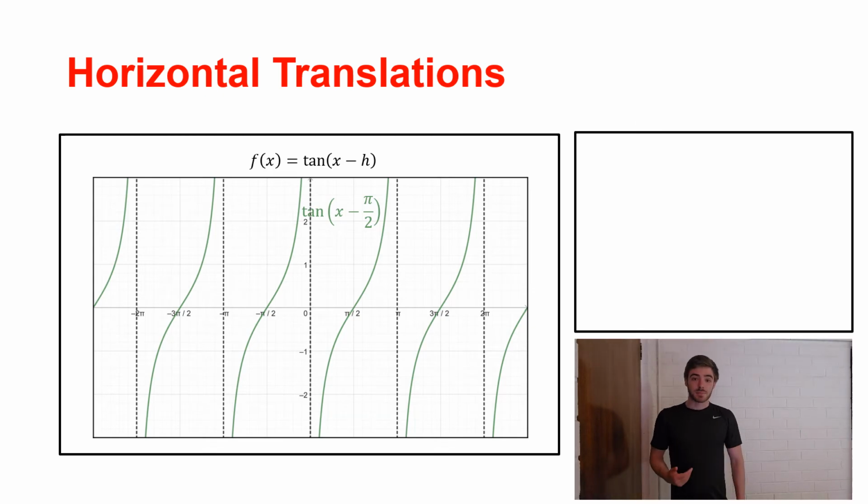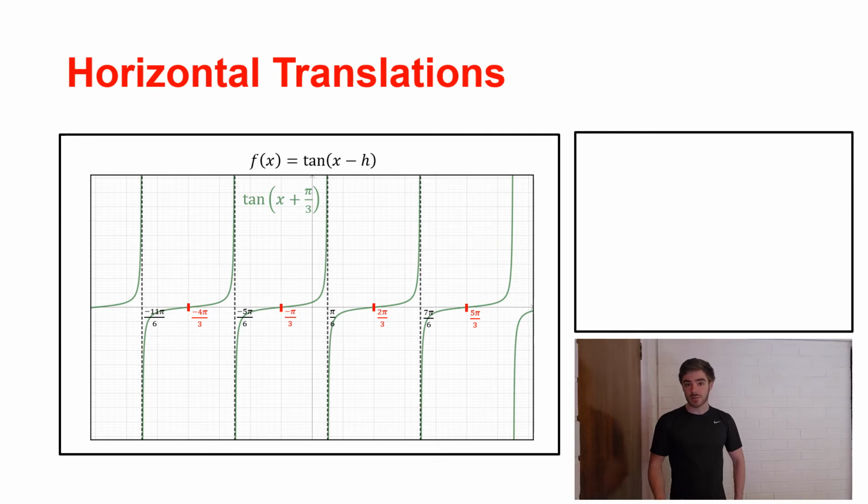Whereas if you had x plus h, then you'll be shifting to the left. In this example here, we have x plus pi over 3, so all of our key features are shifting left by pi over 3. If you have a horizontal translation, it's quite likely that your y-intercept will no longer occur at the origin. Under these circumstances, you might have to sub in x equals 0 to find that y-intercept like you would for any other graph.